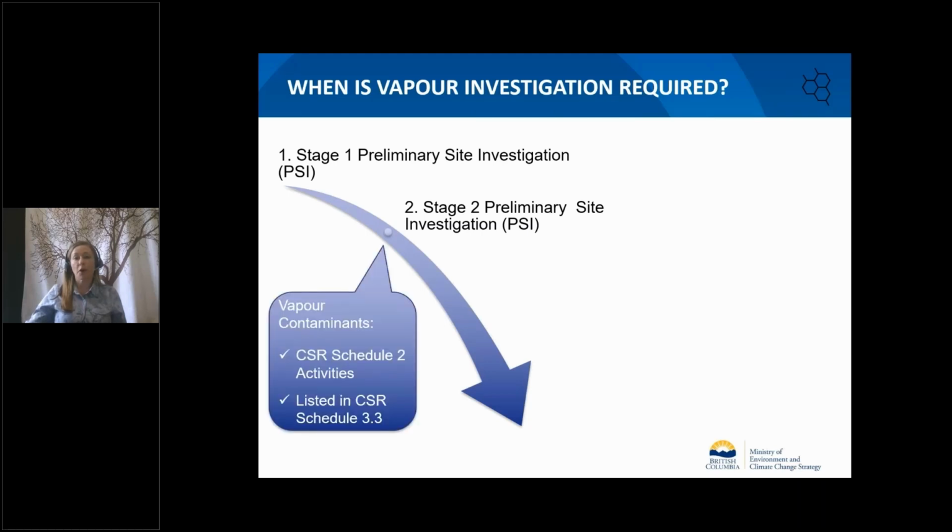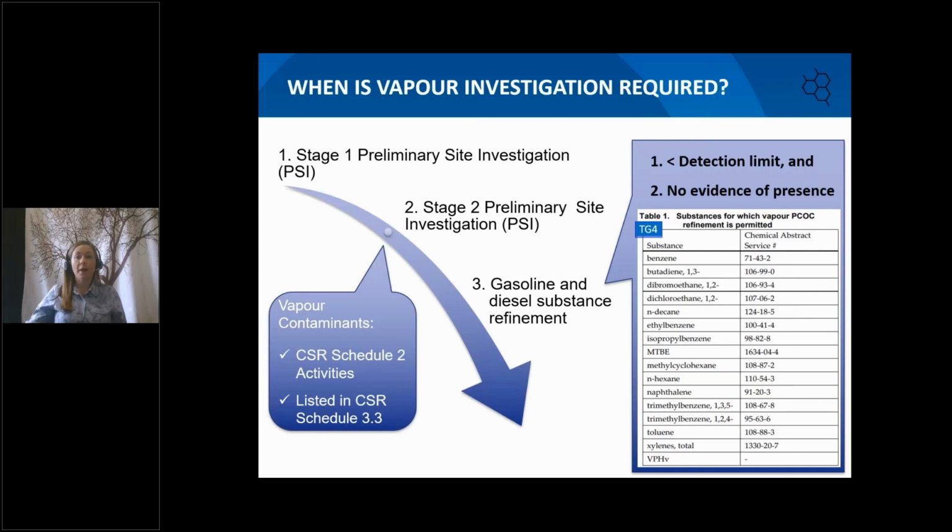Vapor contaminants of concern are those associated with both Schedule 2 uses and for which standards are available in Schedule 3.3. If gasoline and diesel are suspected sources of contamination, then a refinement process can be used for the list of contaminants of concern. If substances in Table 1 of Technical Guidance 4 are below the detection limit in soil, water, or sediment on or near the site, and if there is no additional evidence suggesting that these substances are present, then they can be removed as contaminants of concern. If there are no further vapor contaminants of concern, then vapor at the site is not considered contaminated and a detailed vapor investigation is not required.